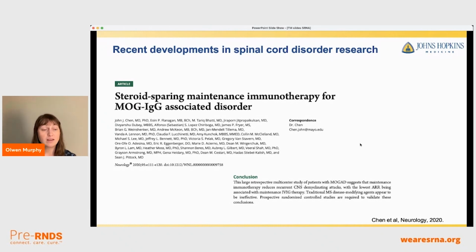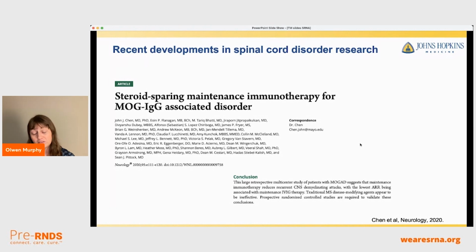There have been interesting articles recently published about immune-based therapies for MOG-associated disorders. So this is an inflammatory disorder that causes attacks in the spinal cord or in the optic nerves or even the brain itself. Patients can have a wide range of symptoms, and they may have one attack or they may have multiple attacks. This disorder often occurs in children or in young adults, although it can occur at any age. So it's important for a lot of people in our community.